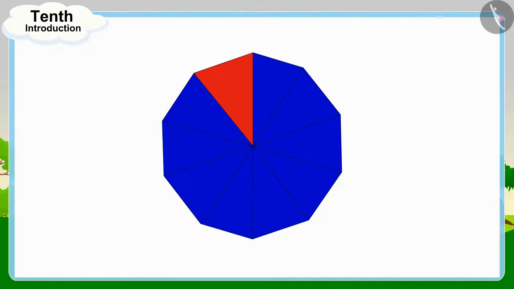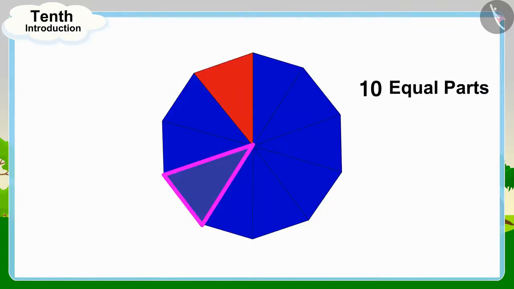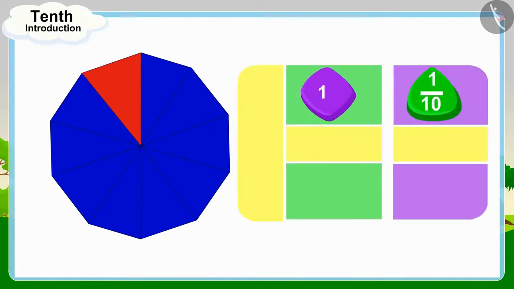Golu has colored 9 out of the 10 parts of the flower. Because our whole is divided into 10 equal parts, we will first write the decimal point in this way. Now Golu has colored 9 parts of this whole. Therefore, we will write the number 9 after the decimal point.